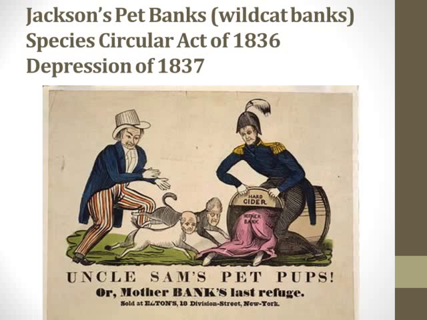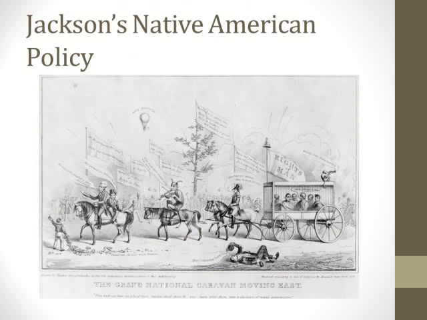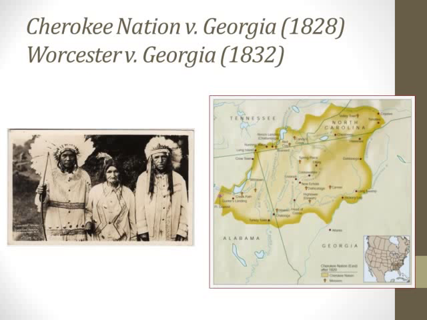Jackson's Native American policy was not too good. There are two Supreme Court cases you have to know, Cherokee Nation v. Georgia and Worcester v. Georgia. In Cherokee Nation v. Georgia, John Marshall ruled that the Cherokee Nation was not what? It was not a foreign nation, and instead it was a domestic dependent nation. It belongs to the U.S. It is not independent, though that's important.